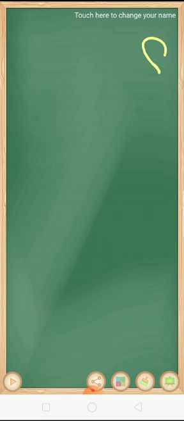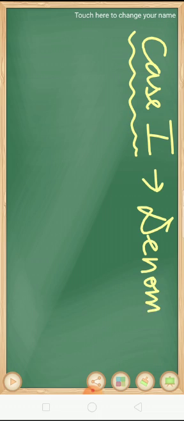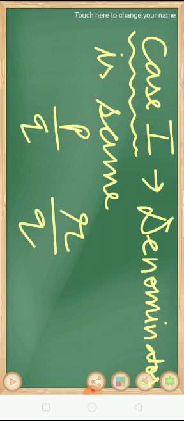When we add two rational numbers or more than two rational numbers, two cases arise. Case 1 is the case in which the denominator is the same. So let us take one general example like p upon q and r upon q. As you can see, in p upon q the denominator is q, and in the rational number r upon q, the denominator is q.